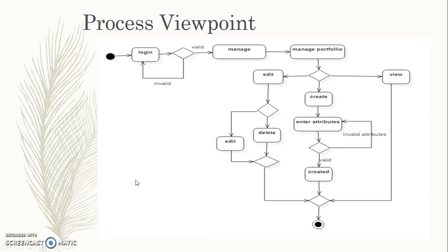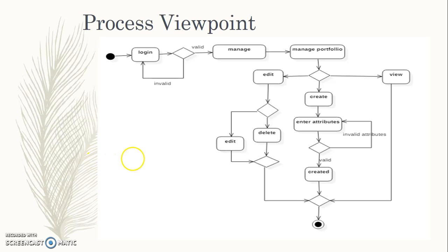The next is process viewpoint. In this part, the diagram shown is the activity diagram. The activity diagram is another important diagram in UML to describe the dynamic aspect of the system. An activity diagram is basically a flowchart to represent the flow from one activity to another activity. The activity can be described as an operation of the system. The control flow is drawn from one operation to another.